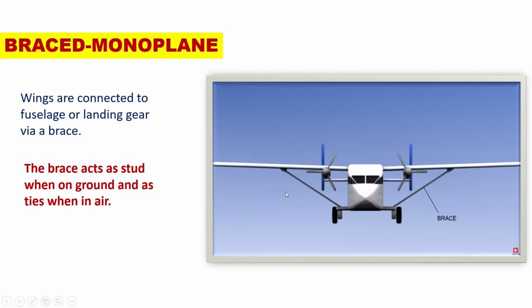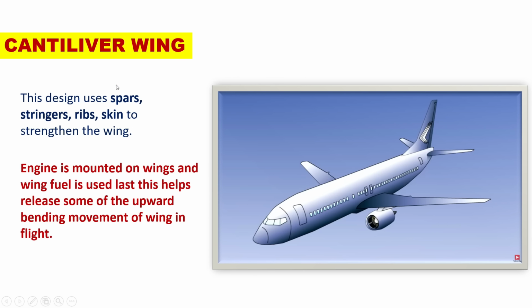In the very beginning, we discussed that whenever there is a compressive force and we are trying to resist it, it will be called a strut. And if there is a tensile load and we are trying to resist it, it's called a tie. Next is the cantilever wing. In a cantilever wing, you use spars, stringers, ribs, and skin to strengthen the wing.